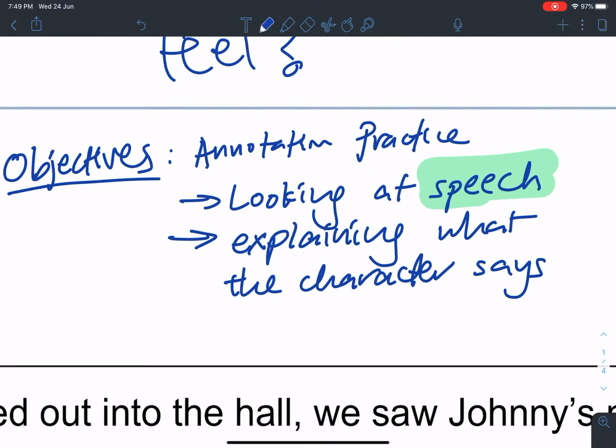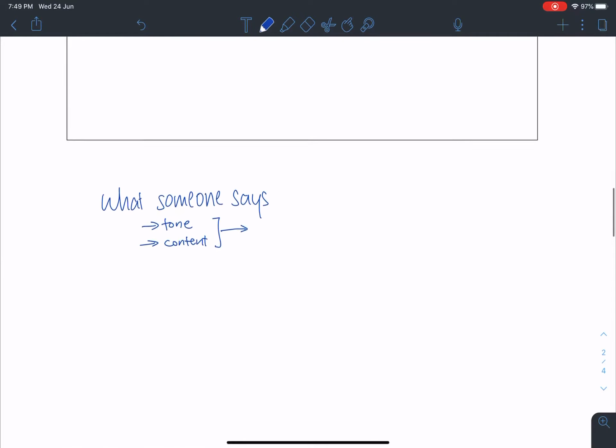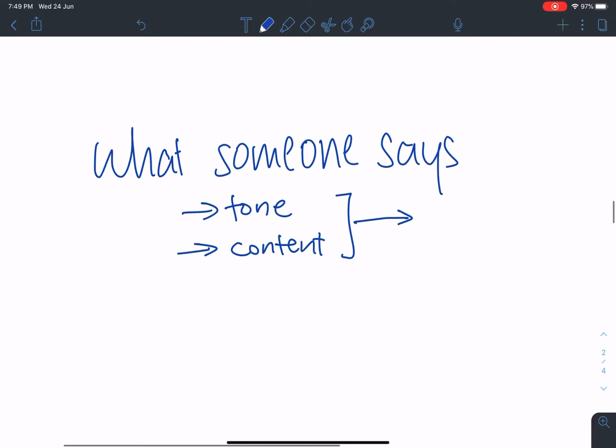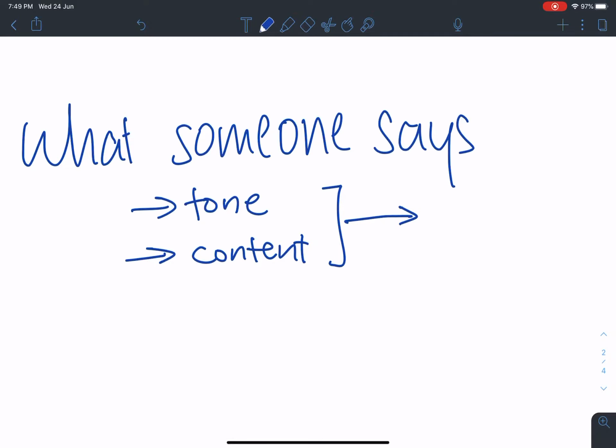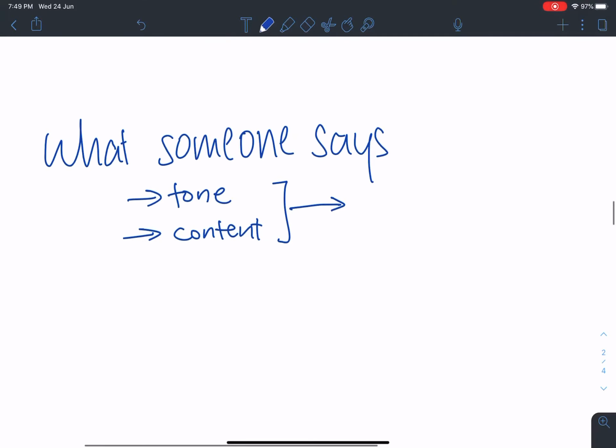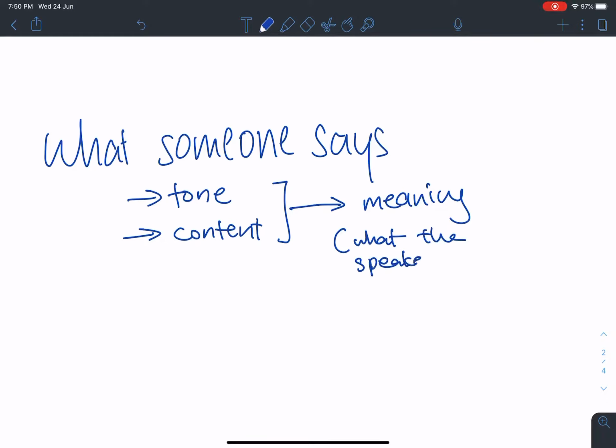Okay, so just some basic theory first before we look at a passage. We're going to talk about what somebody says. When we look at what someone says, we can look at it in terms of content and tone. So I could say I love you, but if I say it very sarcastically, that might mean something else. In the same way I might say I hate you, but if it was said in a certain tone, it might change the way it is interpreted. My point is, when we put tone and content together, it gives you meaning, or rather, what the speaker really means.